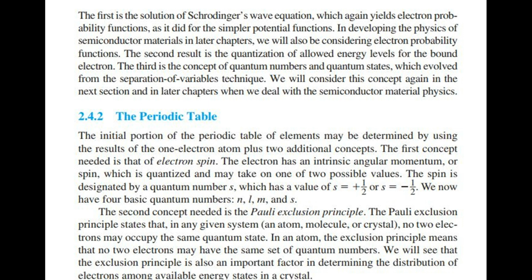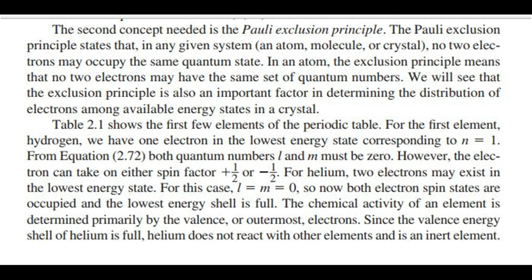In an atom, the exclusion principle means that no two electrons may have the same set of quantum numbers. We will see that the exclusion principle is also an important factor in determining the distribution of electrons among available energy states in a crystal. Table 2.1 shows the first few elements of the periodic table.